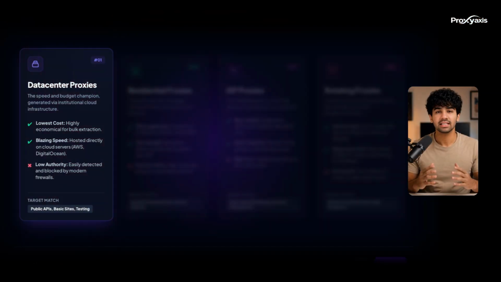Number 1, Datacenter proxies. These are the most common and the cheapest. They come from cloud servers, AWS, DigitalOcean, that kind of thing. They're fast and affordable, but websites can detect them pretty easily because their IPs are associated with data centers, not real users. Good for low security targets, public APIs, basic sites, internal testing.